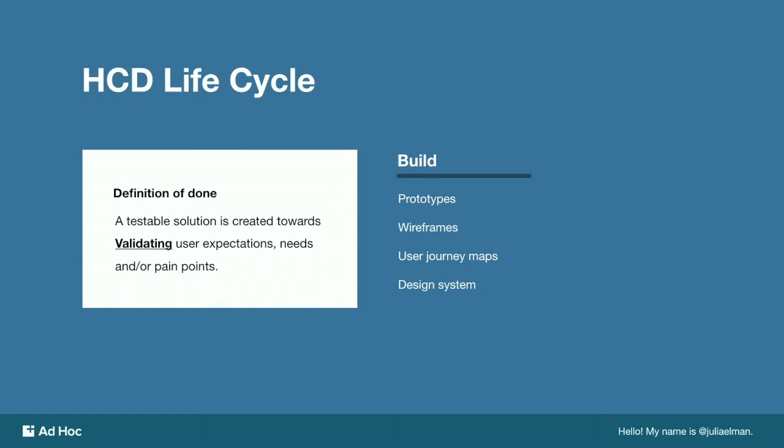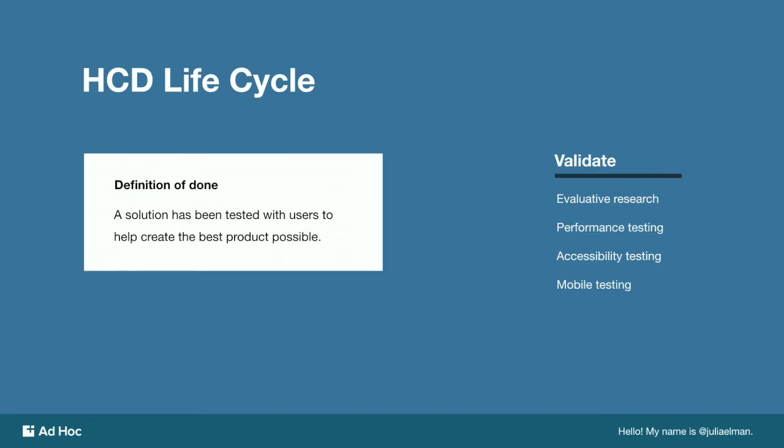Build phase occurs once you've learned about your users' expectations and where we can create testable outcomes. This could be anything from traditional wireframes of a particular product to a user journey map that uncovers the user's onboarding process. Very relevant in our API space, onboarding. These activities and methods create artifacts that we can then validate with our users to see if it meets their expectations, their needs, and their pain points. Now, the validate phase is where we test and retest our work with our users. This helps us build the best possible product. This phase includes methods like usability testing, A/B testing, accessibility testing, as well as traditional technical QA, automated testing, and so on and so forth.